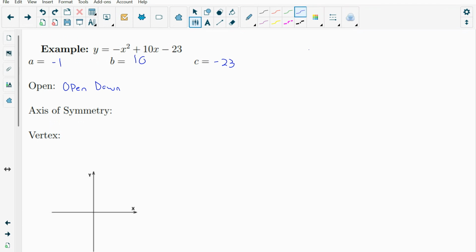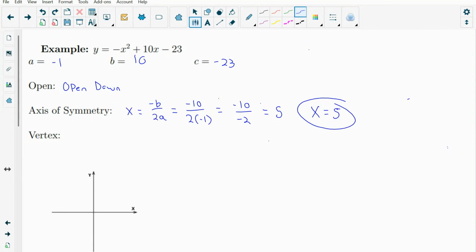Okay, I can also calculate my axis of symmetry. x equals negative b over 2a. So I've got negative 10 over 2 times negative 1, which gives me negative 10 over negative 2. Negative 10 divided by negative 2 is going to give me positive 5. So that just means that my axis of symmetry is at x equals 5.